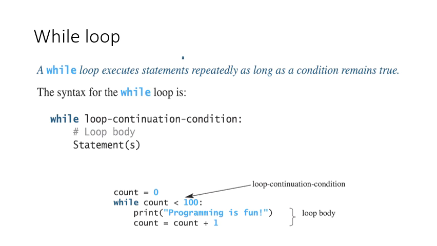While loop. A while loop executes statements repeatedly as long as a condition remains true. The syntax for the while loop is: while loop continuation condition, then the body of the loop statements. So count equal to 0, while count is less than 100. Here this is the loop continuation condition. Then print "programming is fun", count is equal to count plus 1. So 100 times it will print.